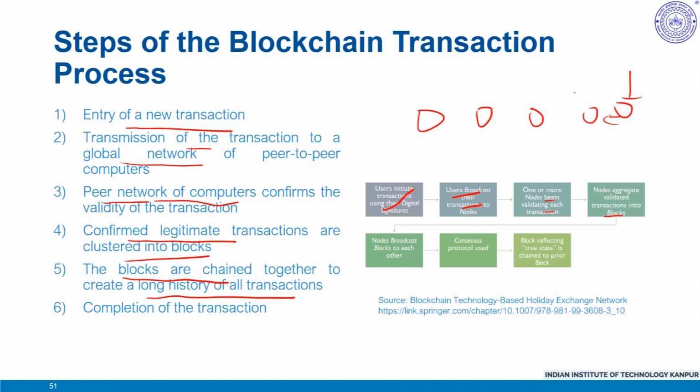Once it is chained to the previous chain, the chain is elongated and further lengthens, and as you keep on increasing the chain, as the name suggests, the block and the chain, it forms. So a block referring to the true state is chained to the prior block. Once it is verified, it is added to the existing chain of blocks, and for that a consensus protocol is used. To summarize, in this video we introduced some of the steps in a blockchain transaction.